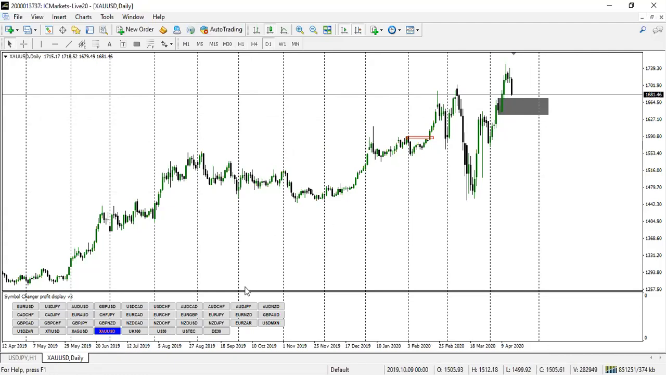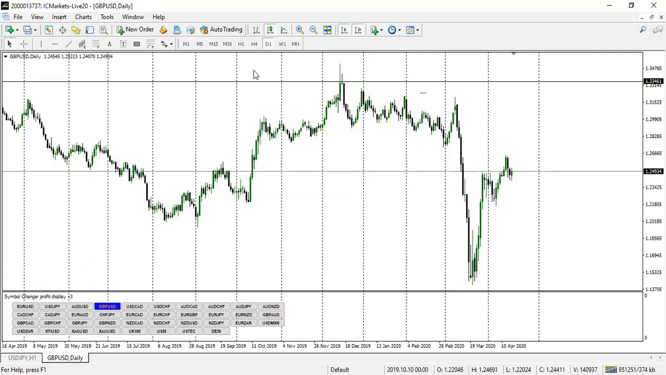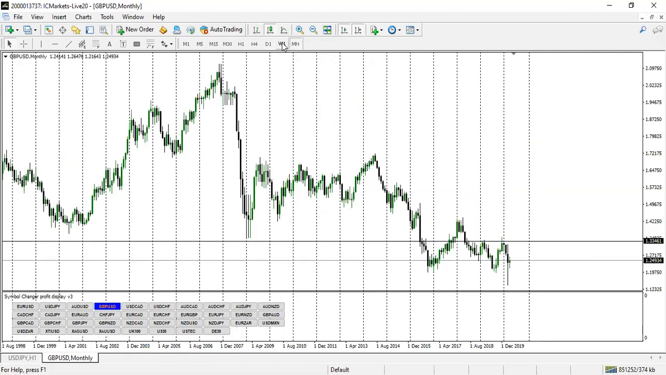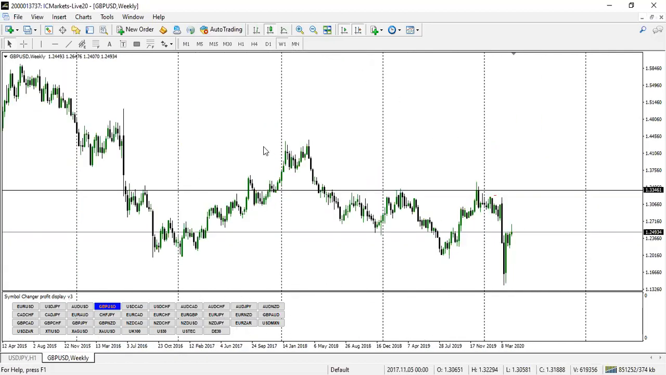Then we are going to look at GBPUSD. For GBPUSD, what are we anticipating on this pair? I will start from the weekly. This is a bearish structure.